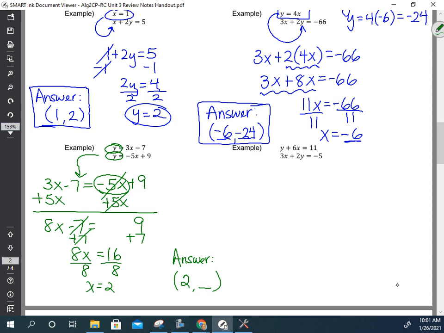There you go. So you got 2 equations, you get to pick one. I'm going to pick the first one because it came first. 3 times 2 minus 7. 6 minus 7 is negative 1.